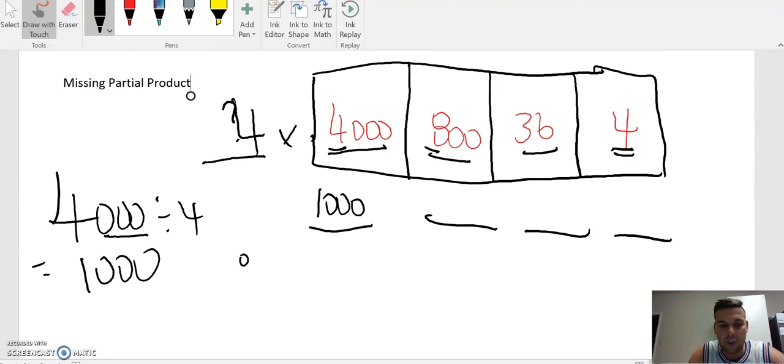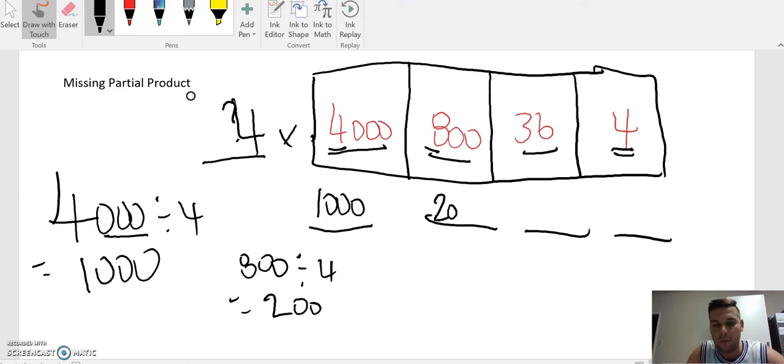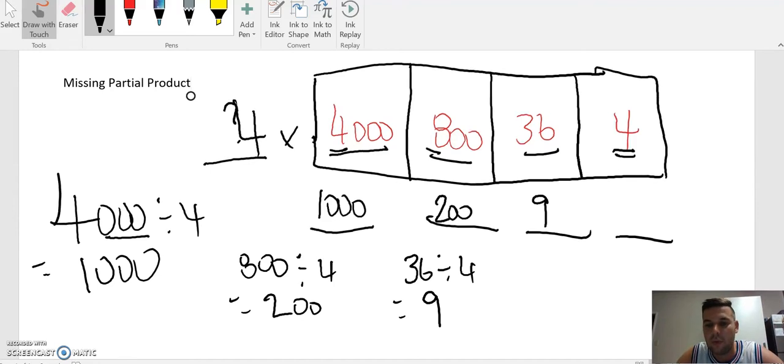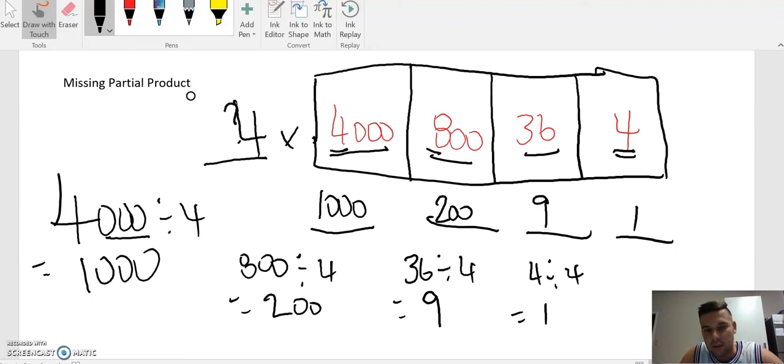Now, we've got 800 divided by 4. We know 8 divided by 4 is 2, and there are 2 zeros. We can put those 2 down the bottom as well. And next one, 36 divided by 4. Because we're really good at our multiplication sums, we know 4 times 9 equals 36. So 36 divided by 4 must be 9. And then our last one, pretty simple, 4 divided by 4 equals 1. So we can put a little 1 there. So now we know that 4 can go there, and they're our missing numbers.